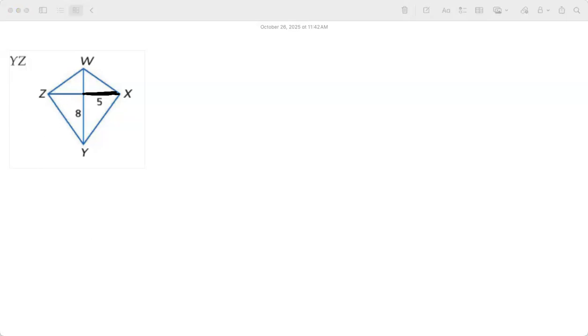Why did you take this as 5? This is 5. So you guys have taken this as 5, right? To find out YZ, you know that this is perpendicular, so you can apply the Pythagorean theorem. I understood. But why did you take this as 5?